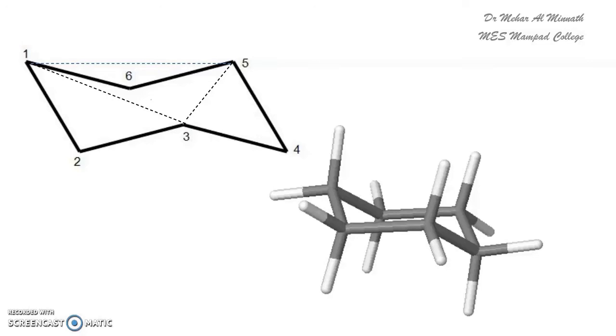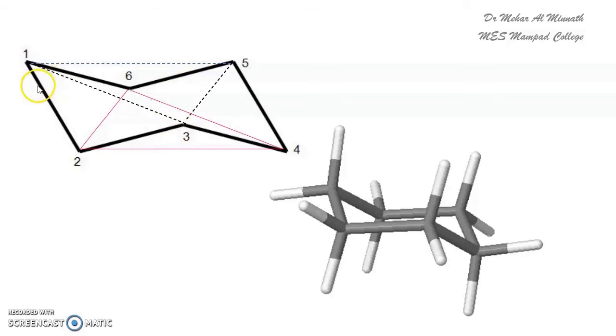Now carbon 2, carbon 4 and carbon 6. We have it in the 3D model. These three carbons lie a bit below. They are pulled down and they fall in the same plane, coplanar. So 1, 3 and 5 are coplanar, carbon 2, 4 and 6 are coplanar. And these two planes are parallel to each other again.